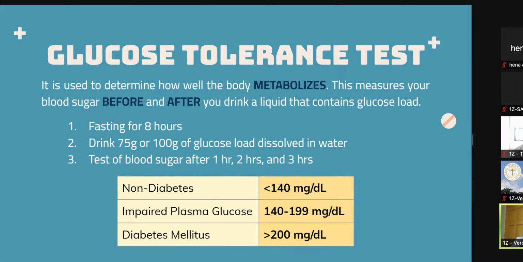Impaired plasma glucose or pre-diabetics, 140 to 199 milligrams per deciliter. With diabetics, more than 200 milligrams per deciliter. So again, ang ginagawa dito, fasting muna yung patient, tapos kukuhaan ng dugo for FPS, tapos take ng liquid with glucose load. Then after 1 hour, kukuhaan ulit. After 2 hours, kukuhaan ulit. And hindi usually hanggang 2 hours lang. Bihira na after 3 hours, iti-take ulit yung blood ng patient.